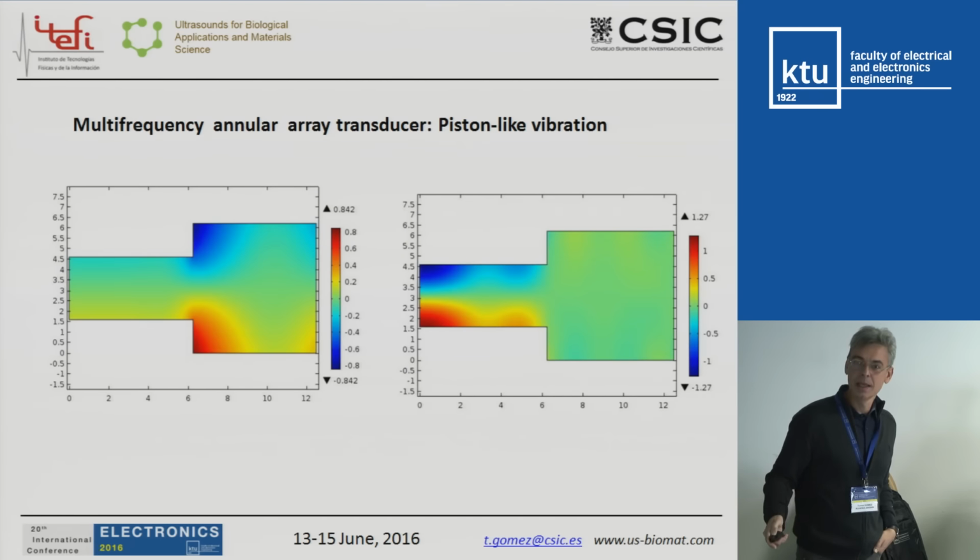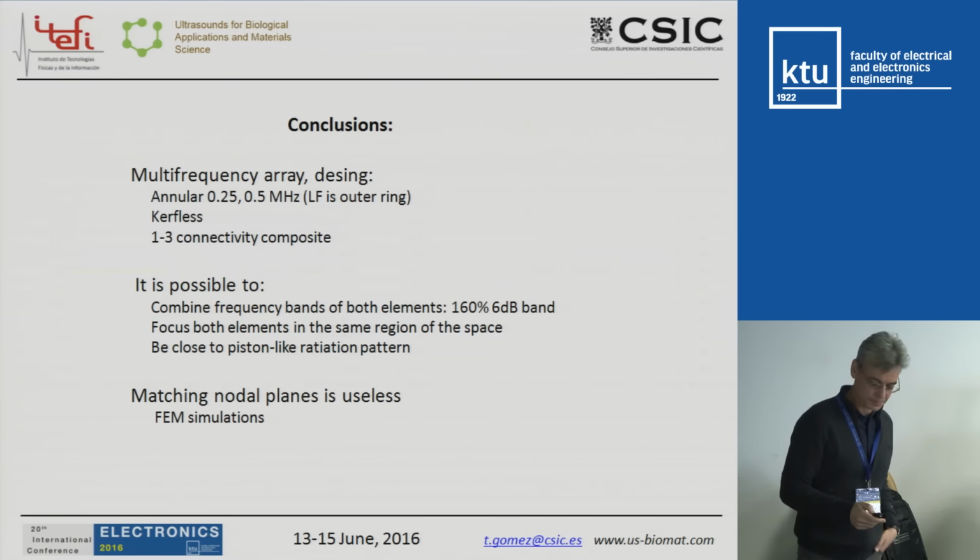So, conclusions. It is possible to use a multi-frequency array design with an annular design, two elements and these two frequencies. The low frequency element is the outer ring. This is a curveless array and it's made of a 1-3 connectivity composite to avoid the coupling and the crosstalk between the elements. So with this design it is possible to combine the two frequency bands and achieve a huge bandwidth, in this case, a 160 percent band.